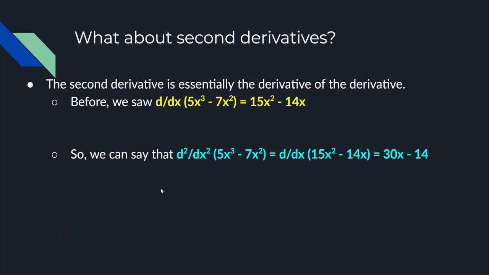Now, what about the second derivative? It's easy enough. It basically means that after we take the derivative the first time, we just do it one more time, and we take the derivative of the derivative. So before we had this equation, and we found that the derivative of it was 15x squared minus 14x. So the second derivative is just the derivative of that: take the 2, multiply by 15 to get 30, subtract 1 from 2 to get 1. There is no exponent on the other term, so that x just drops out, and we get 30x minus 14.